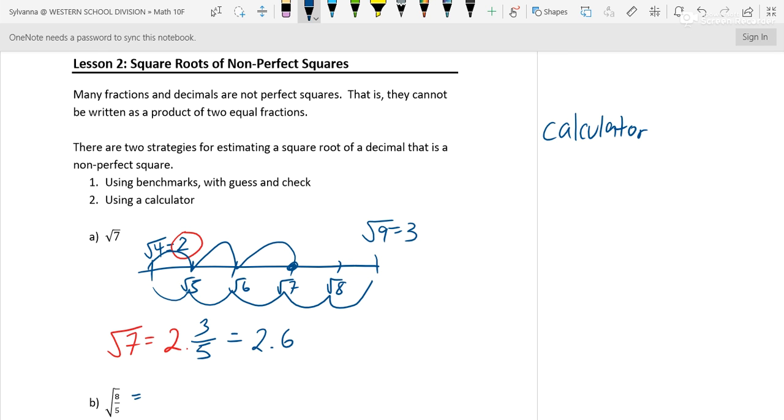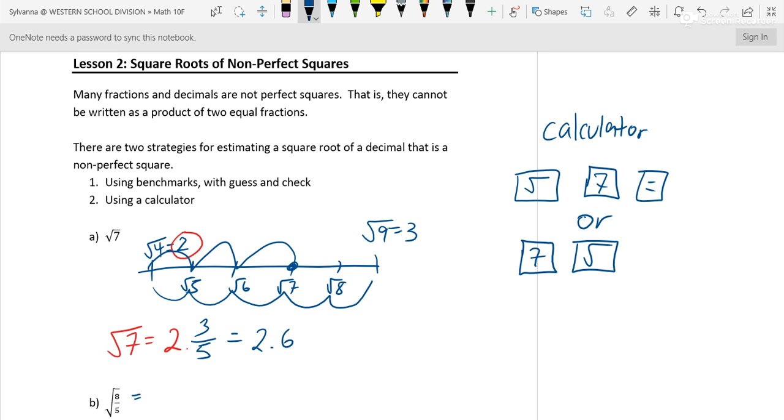Some calculators will make you do the root sign first, and then you tap in the number, and then you'll tap in the equal sign, and then it'll give you the answer. Or depending on your calculator, it might make you tap in the number that's inside the root sign first, which is 7 in this case, and then the root sign, and then the equal sign. Usually the root sign could have a little number 2 in the corner, and that's the one you would want.